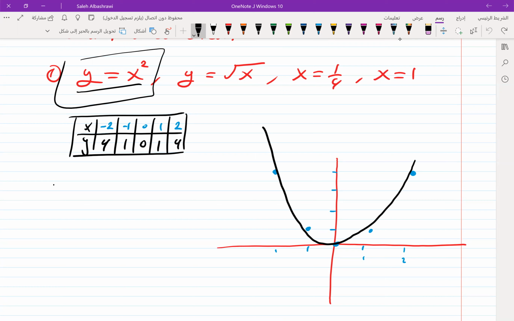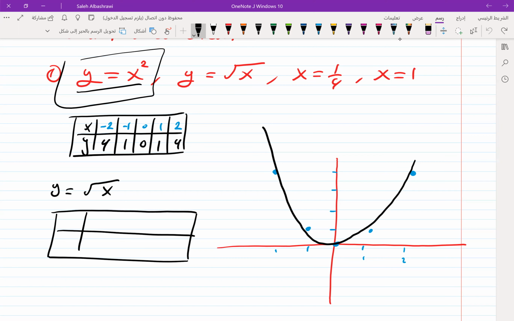Second one, y equal to square root of x. Again, but this time I have square root of x, so x must be a positive number. And since we have square root, we can choose 1, 4, 9, just that will give me integer numbers. If x equal to 1, square root of 1 is equal to 1. If x equal to 4, y will be 2. If it is 9, I will have 3. If it is 16, I will have 4.